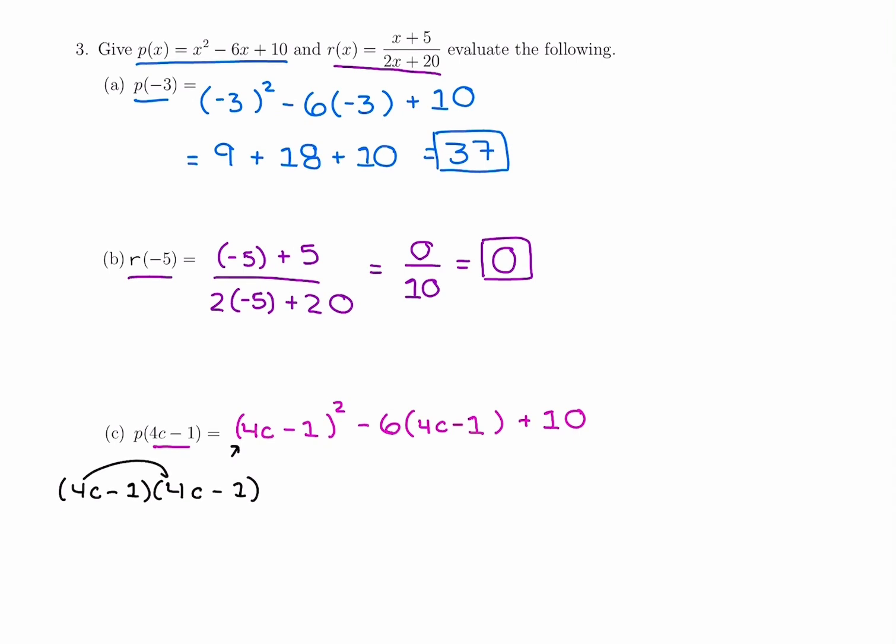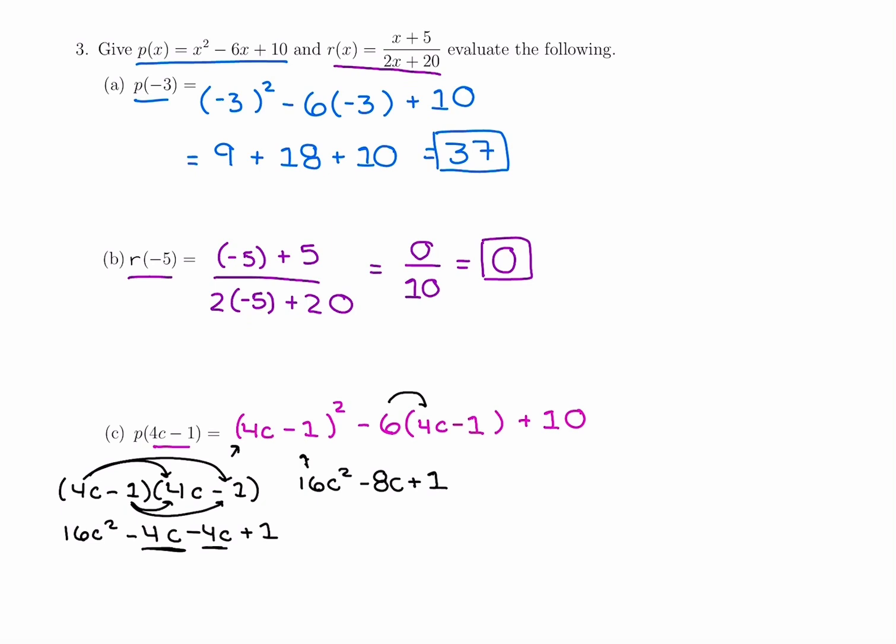So multiplying this out, we have 4c times 4c is 16c squared. My outer part here, 4c times -1 is -4c. My inner piece, -1 times 4c is -4c. And last, I have -1 times -1 is a positive 1. So I can combine my c's, this piece ends up being 16c squared minus 8c plus 1. Combining minus 4c and minus 4c gives us minus 8c.